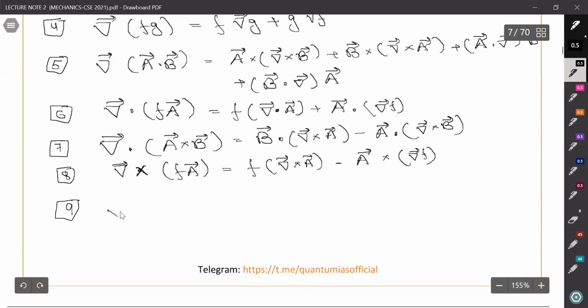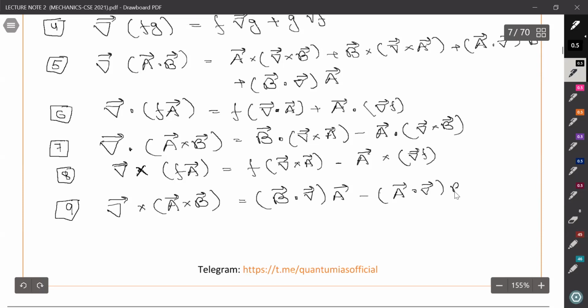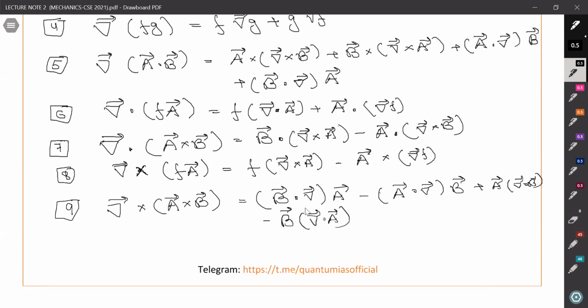Okay, the ninth one, a cross b. So I suggest you to memorize all these formulas, because all of them are very basic in nature and we will use them frequently in our lectures. So you should know this. Okay, not plus here, minus, sorry, minus b vector dot a. Okay, so these are the mathematical tools we required as of now.